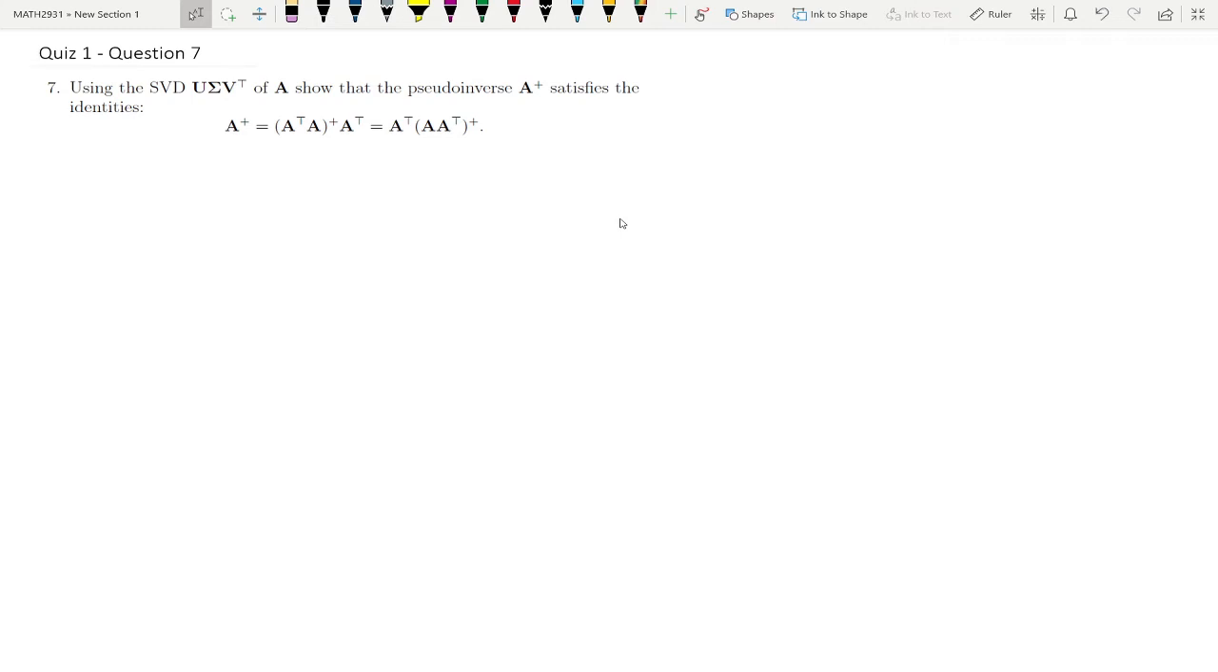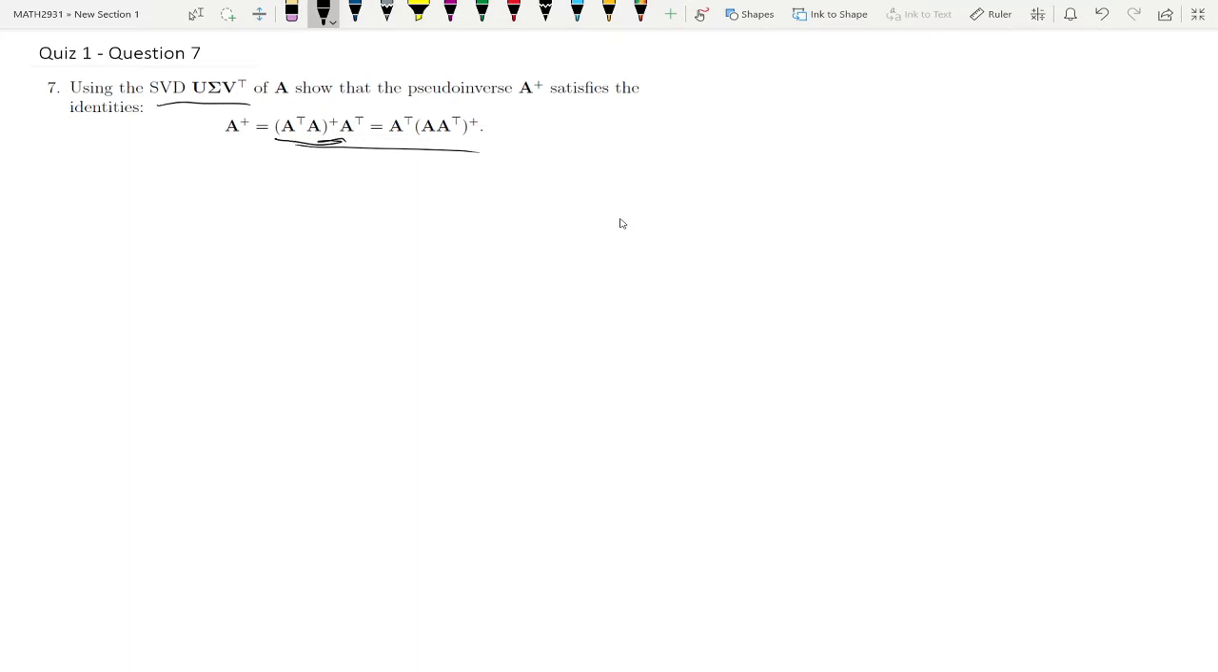Hey everyone, we're moving on to the next question. So from your quizzes again, quiz 1, question 7. This question is fairly straightforward. You're trying to prove that the pseudo-inverse has this following alternative form, right? You really just need to prove one of them because the other proof is pretty much the same. So I'll just focus on one of them, in particular this one.